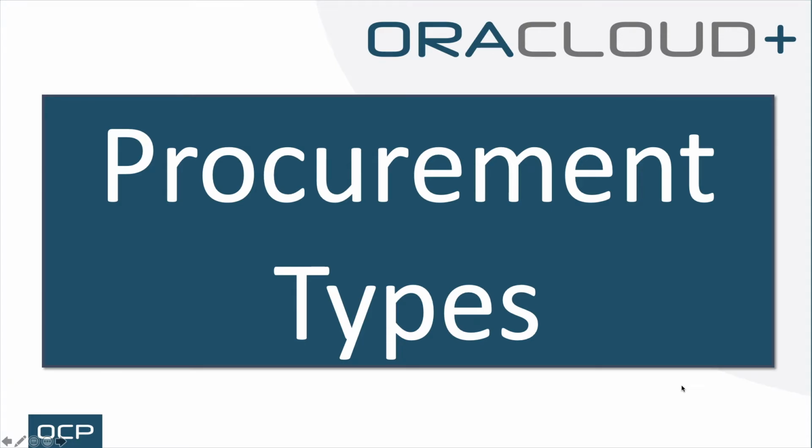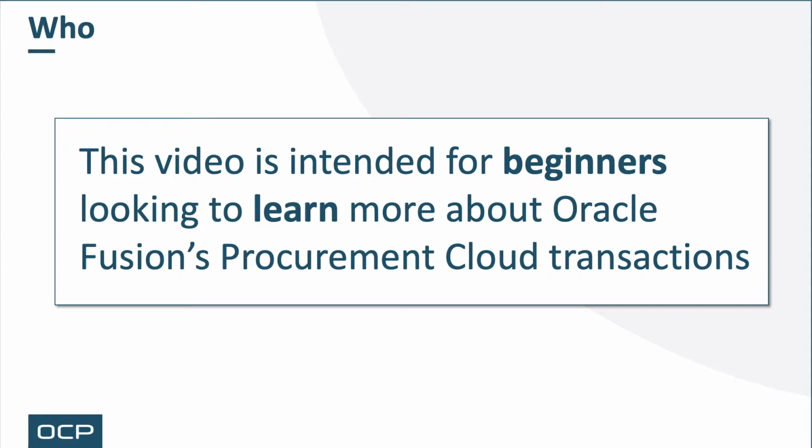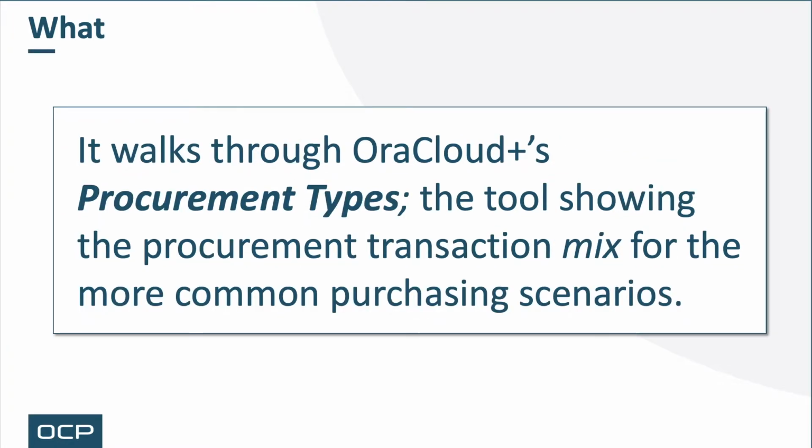Hello and welcome to the Procurement Types video presentation. This video is intended for beginners looking to learn more about Oracle Fusion's Procurement Cloud transactions. It walks through ORACLOUD Plus's procurement types, the tool used to show the procurement transaction mix for the more common purchasing scenarios, meaning that every purchasing scenario may invoke a different mixture of the available transactions like request, order, receive, source, catalog, agree, etc.